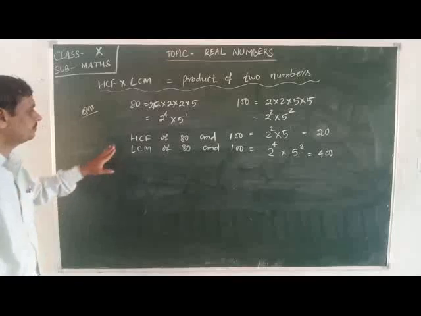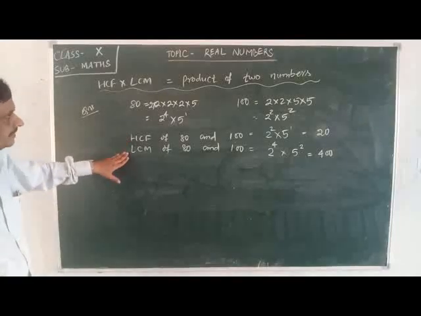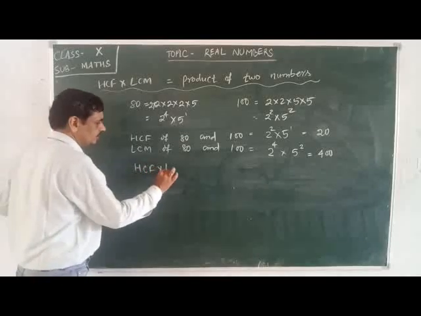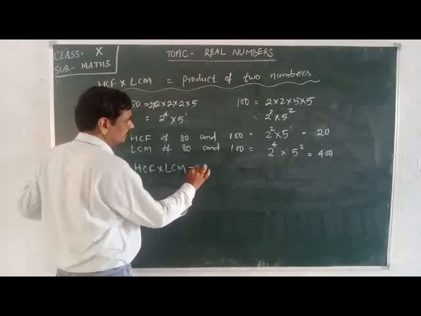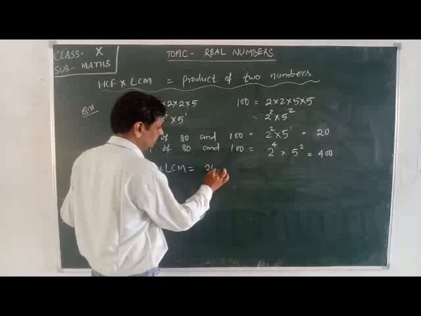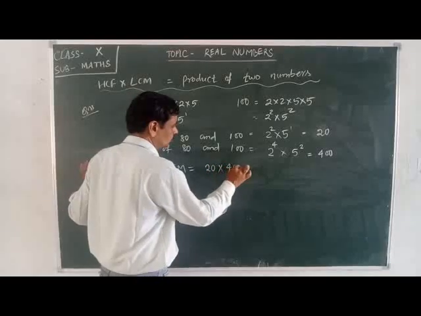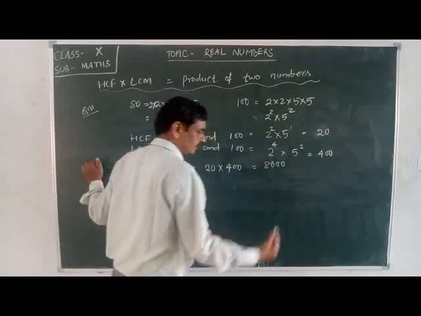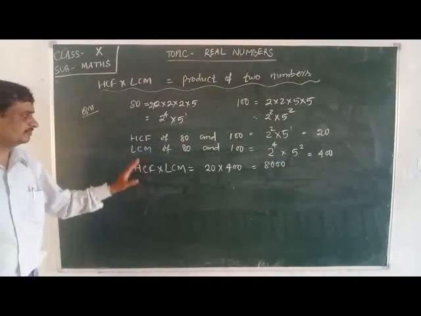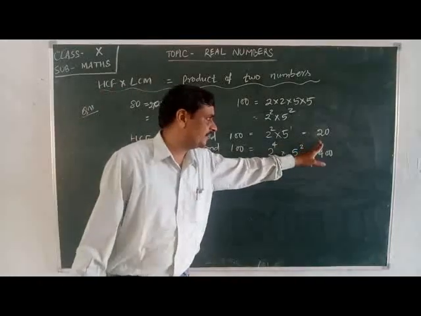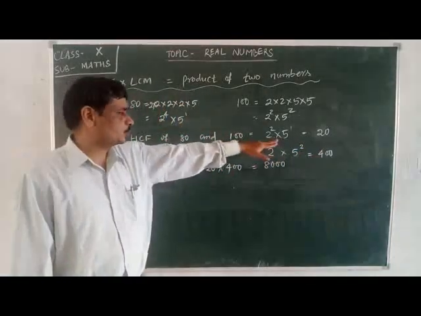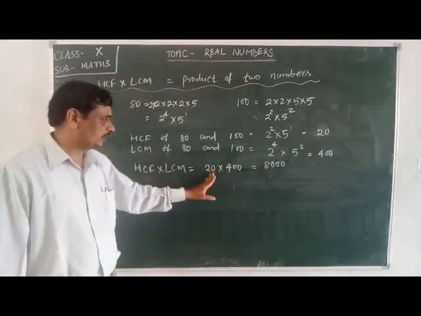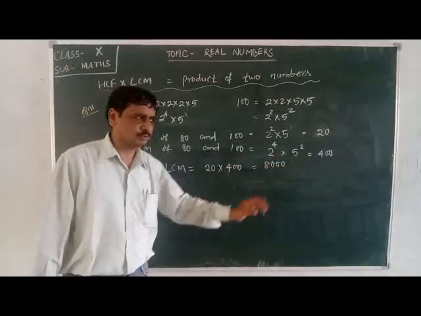Multiply both the HCF and LCM. The HCF into LCM becomes equal to 20 into 400, which is equal to 8,000. When we multiply both, HCF is 20, LCM is 400, and the product is 20 into 400, which becomes 8,000.